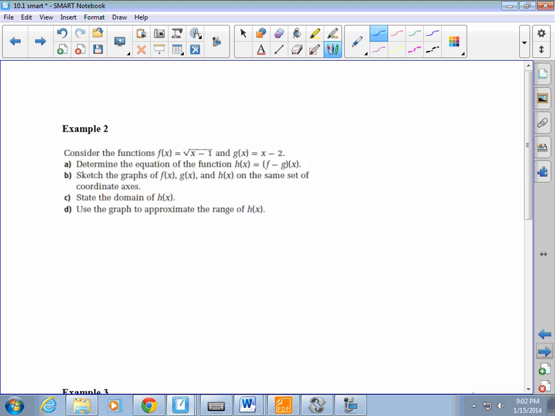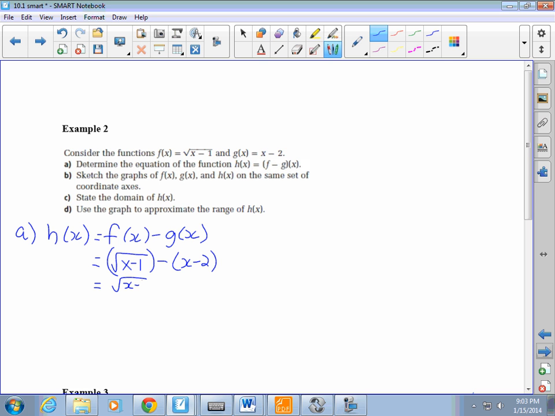So this time I'm going to subtract my functions. What color am I? Blue? Okay. So what I want to find out is what happens if I go f of x, the function of x, minus the g of x. So if I substitute this in here, I have square root of x minus 1 minus x minus 2. So this is where putting them in brackets is helpful because you don't want to forget to distribute that minus sign. So this would be square root of x minus 1 minus x plus 2.